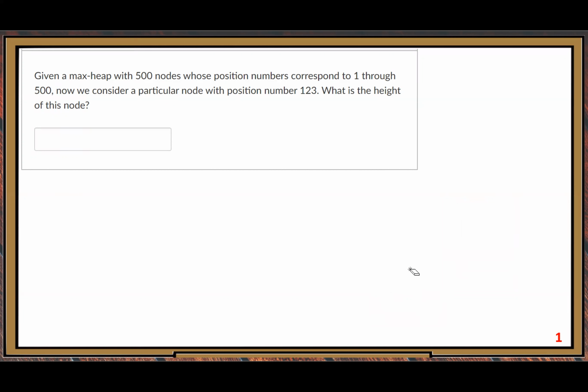All right, let's start. Given a max heap with 500 nodes whose position numbers correspond to 1 through 500. Now we consider a particular node with position 123. What is the height of this node? Yes. All right. Let me draw an array with position numbers 1 through 500.